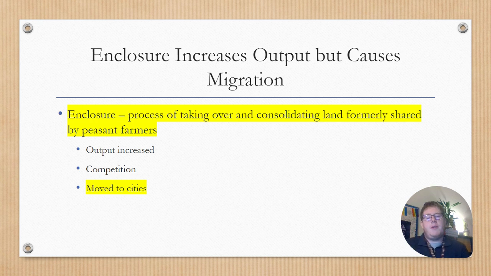Along with this, we have to talk about the idea of enclosure, or the process of taking over and consolidating land formerly shared by peasant farmers. Output's going to increase on these more corporate farms. There's going to be more competition, and these farmers that are being absorbed into these bigger farms are moving to the cities.